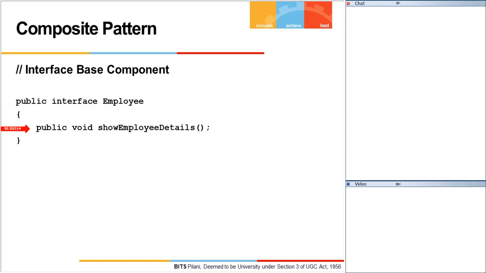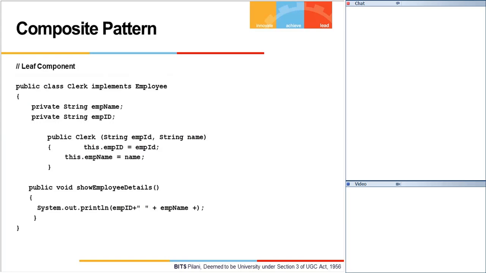So this one particular operation is one that should be implemented by each of the atomic as well as the composite object. This is my base component. Let's move ahead to the leaf component, right? So when we say a leaf component, my leaf component is the atomic object, which forms the leaf of the tree. My leaf component in this case was a clerk, right? So at the lowest level was the clerk. The clerk implements the base object, right? So it implements the employee.